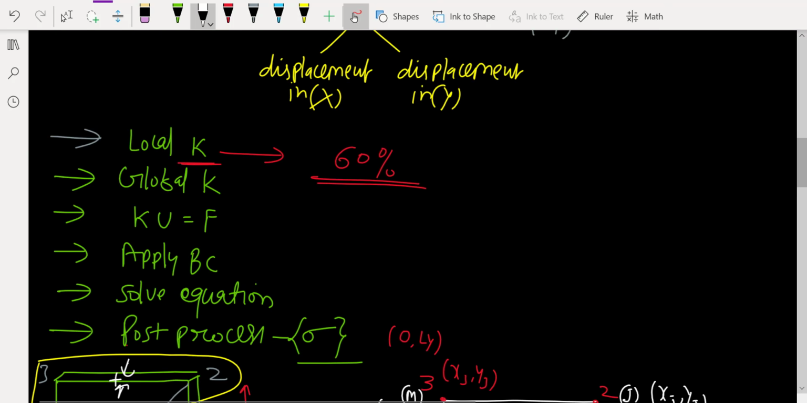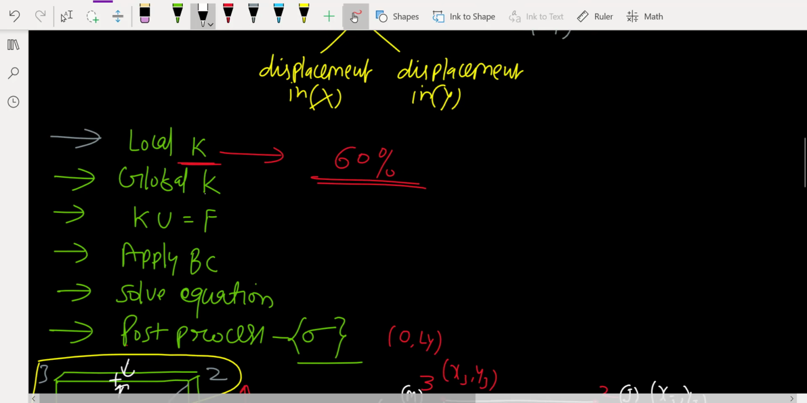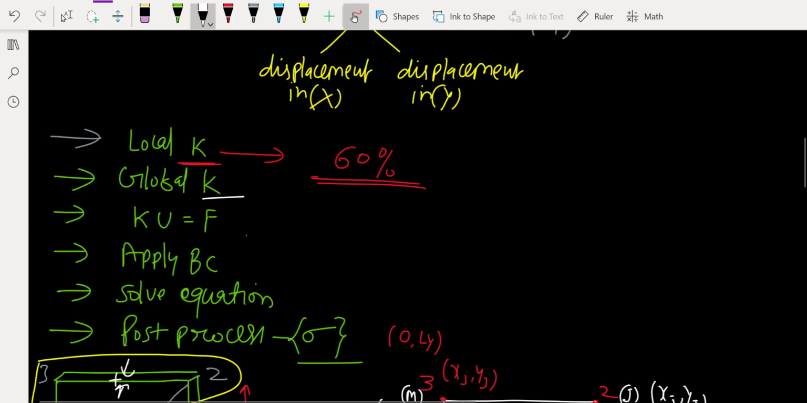Compute using this local form, then represent them in global matrices, displacement field is equal to force, and then apply the boundary conditions, solve those equations, and then post process in terms of stress, strain or principal stresses and direction.